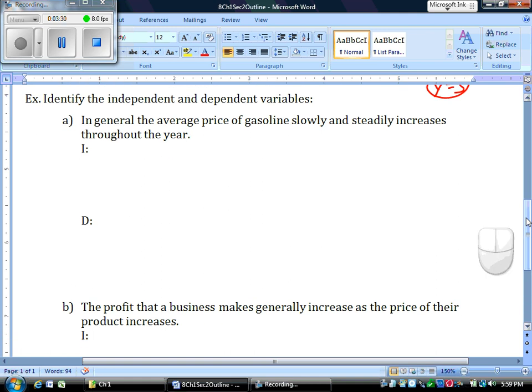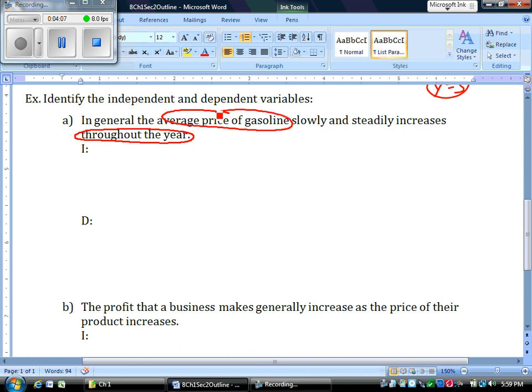Now, we're going to talk mainly in this section about picking out independent and dependent variables, so you know what they look like in some real life scenarios. So if we take a look at this first example, we see that in general, the average price of gasoline slowly and steadily increases throughout the year. So we need to pick the 2 things that change. Okay? If you think through this a little bit, I'm going to give you some time to think on your own before I put it up here on the board. There's 2 things that you find that change. The year changes, and the price of gasoline changes. Okay? Those are the 2 that change.